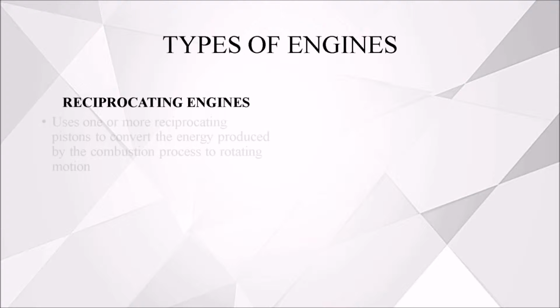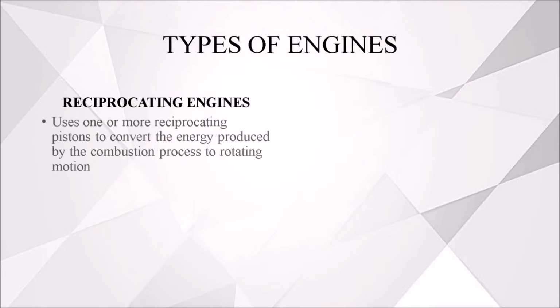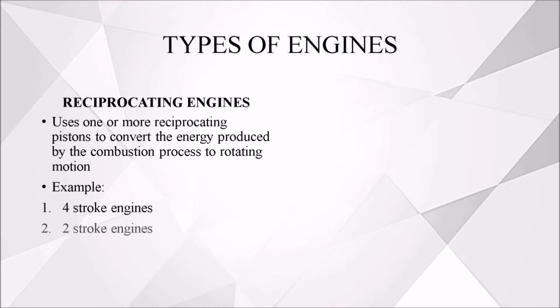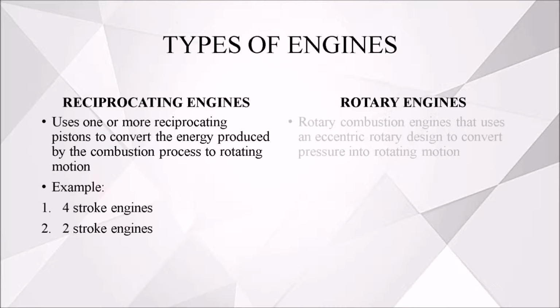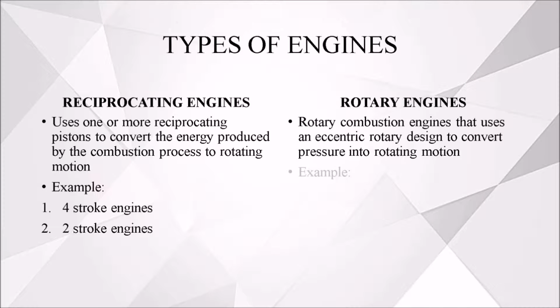Types of engine. Reciprocating engines use one or more reciprocating pistons to convert the energy produced by the combustion process to rotary motion. Examples: 4-stroke engines, 2-stroke engines. Rotary engines: a rotary combustion engine that uses an eccentric rotary design to convert pressure into rotating motion. Example: the Wankel engine.